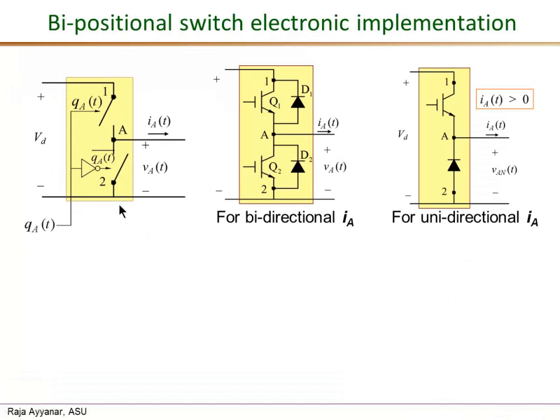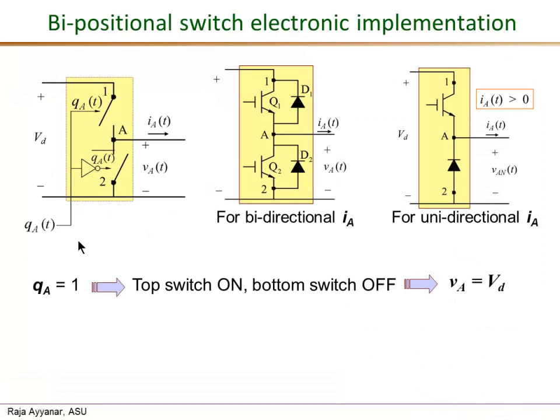The bipositional switch is implemented using two on-off switches as shown here, and the electronic implementation is shown in the next two figures. This one is made of two fully controlled switches and two diodes. This is suitable for bidirectional pole current and bidirectional power flow, and the last one with just a single controlled switch and a diode is suitable for unidirectional pole current and therefore unidirectional power flow applications.